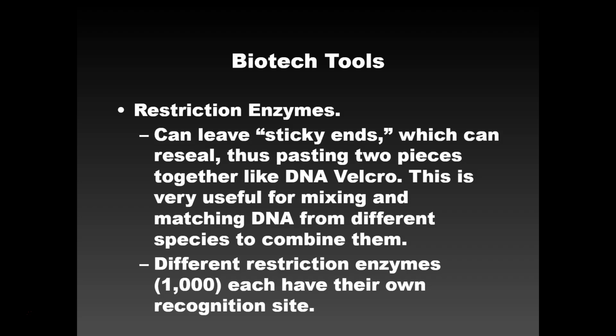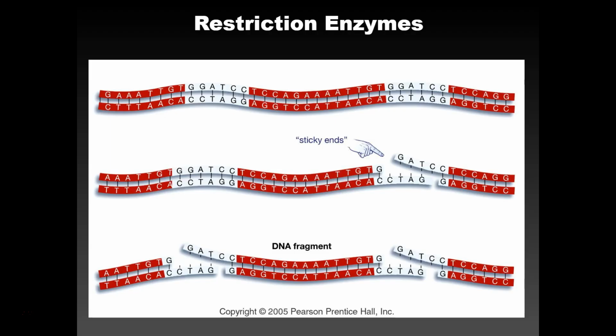All right, so restriction enzymes are like molecular scissors. You can use them to cut pieces of DNA, and then you can take another piece of DNA and paste it in. Different restriction enzymes each have their own recognition site, so they're going to cut at different places, so you need different scissors to make different cuts. And there are over 1,000 of these restriction enzymes that we've characterized that we know about.